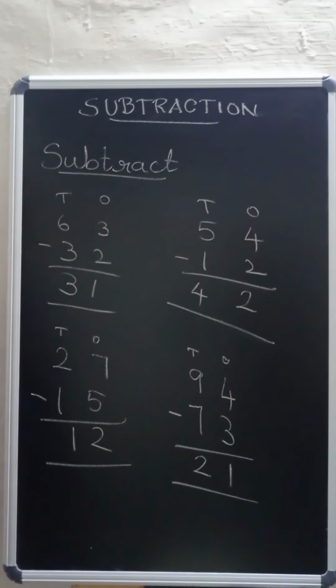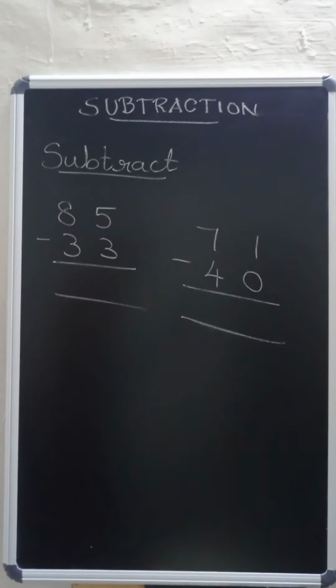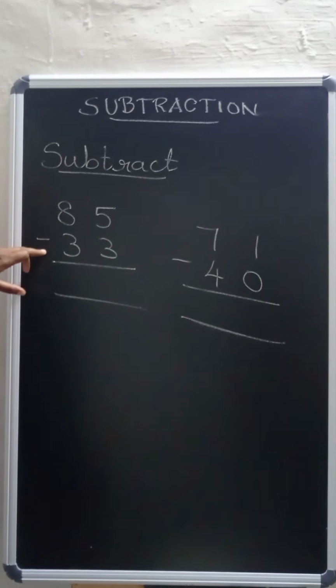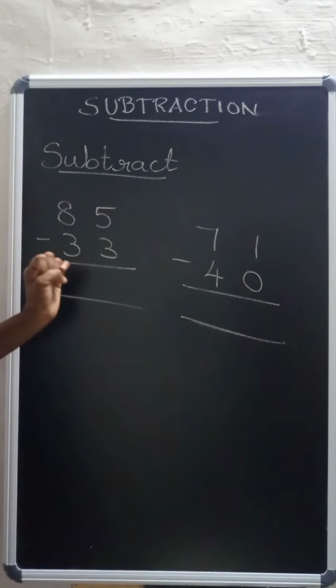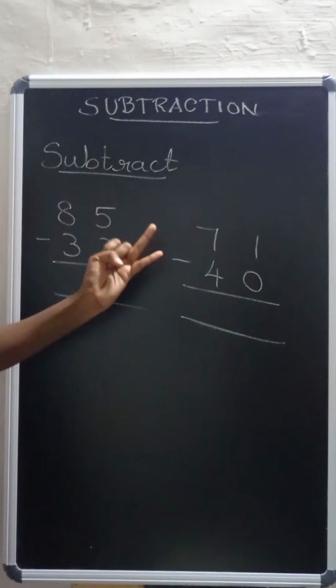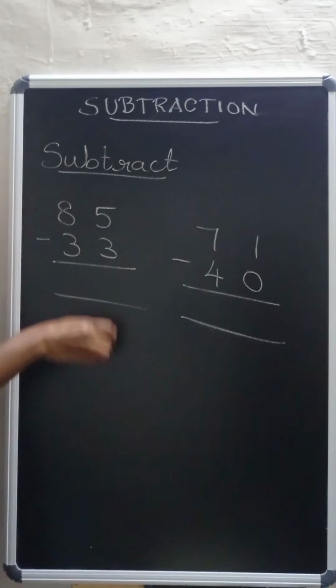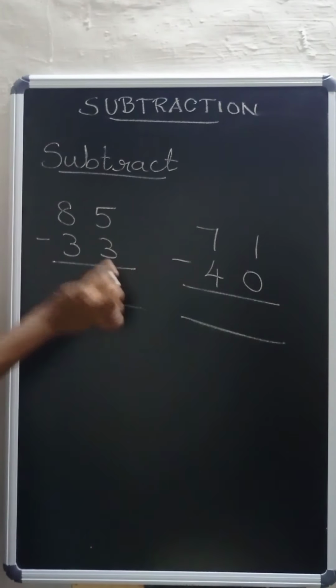21 is your answer. Next, 85 minus 33. Now, 5 minus 3. So, keep 3 in the mind. Till 5 we need to count. After 3, 4, 5. You got 2 as your answer. So, 5 minus 3 is 2.